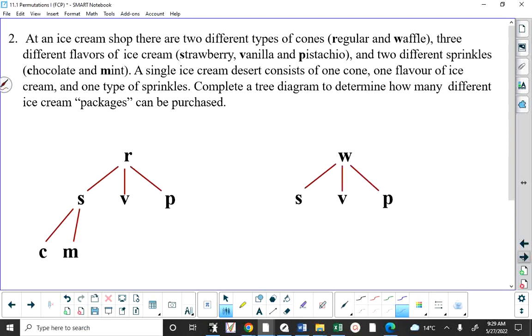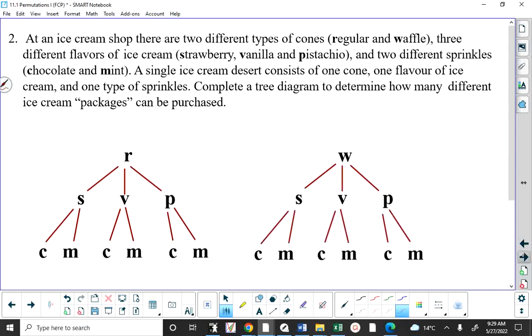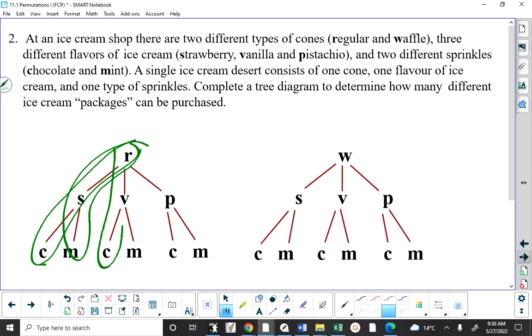There's a simpler way. Each of these branches off. And each of these will branch off as well. So that's what your completed tree diagram is going to look like. And if you ask yourself how many options are there, every item at the bottom of the tree diagram is one option. So when I look at this, it's not just chocolate sprinkles. It's a regular cone with strawberry ice cream and chocolate sprinkles. There's 1. There's 2. There's 3.